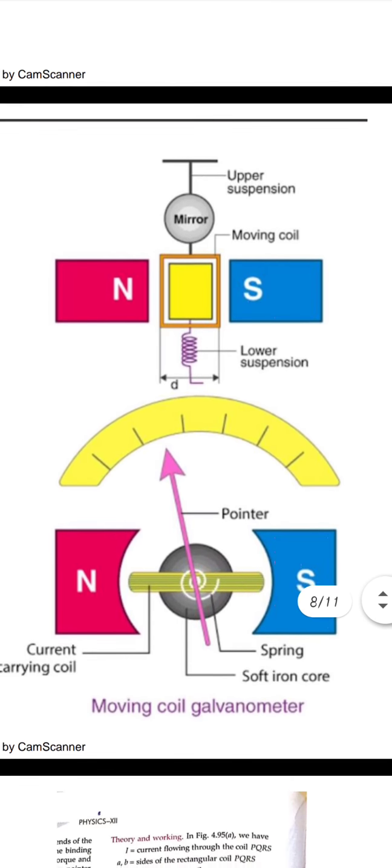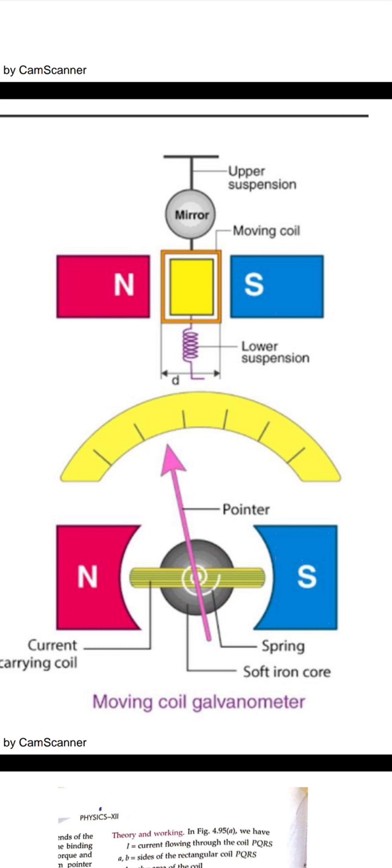Here you can see one top view and one lateral view. Here the upper suspension is given. This is the suspended wire, the wire which is used to suspend the coil, and these copper wires are wound on a surface, and this is allowed to be suspended between the two magnets, that is the two concave poles of the magnet, north and south.